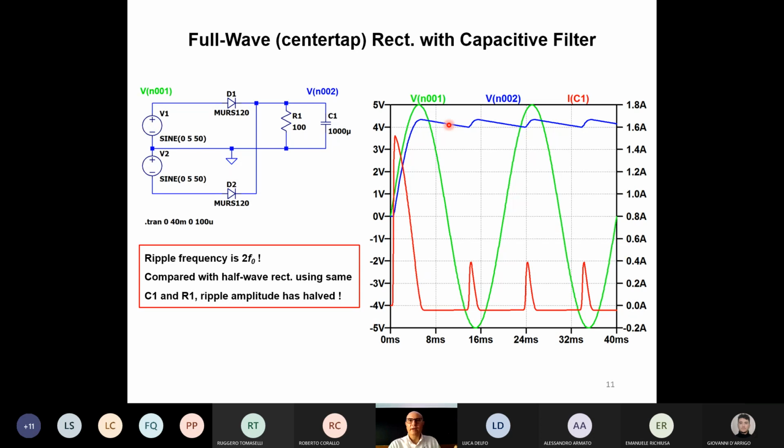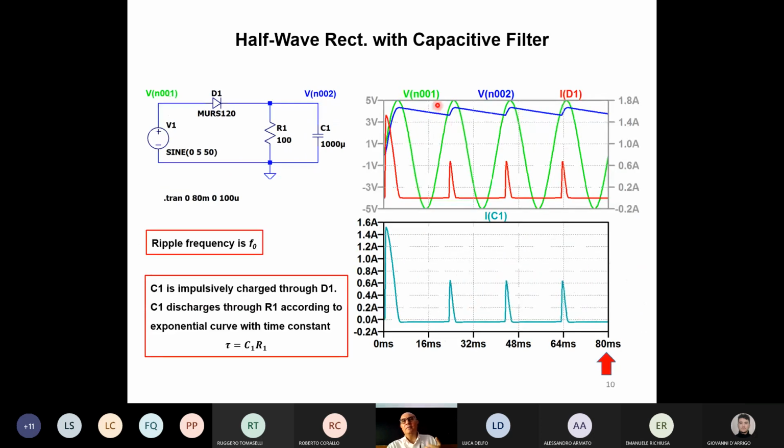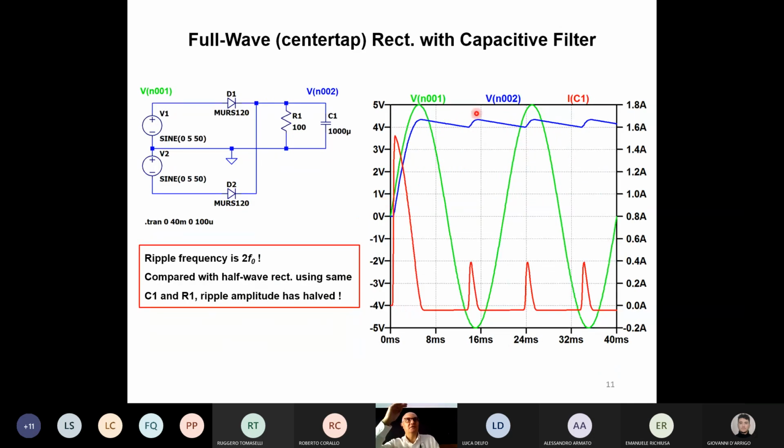Now, if I go back, the point is that the scales are different. But if you consider that this picture here has a ripple with a scale which goes from 5 to -5, this picture is much larger, but the ripple seems to be the same. No, it's not the same. It's half than before.